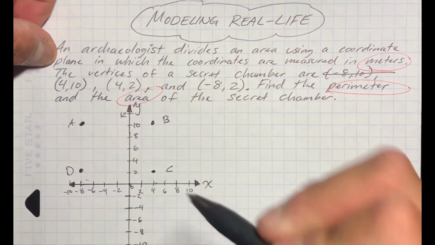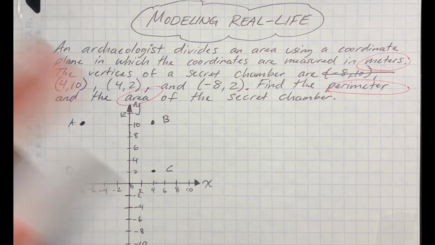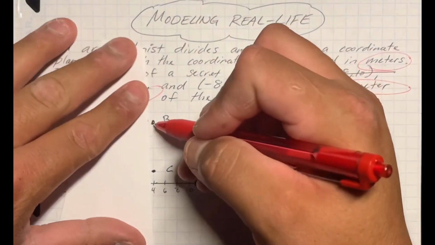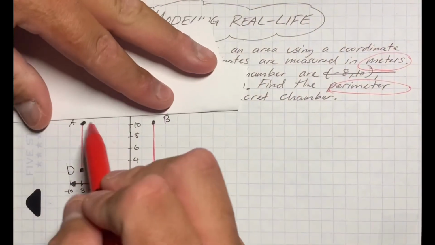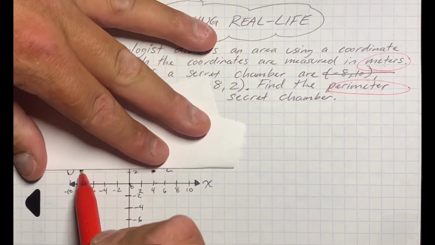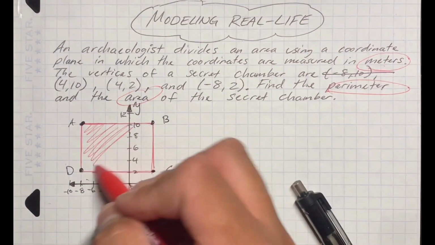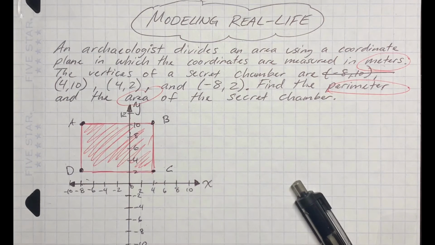Call that point D. All right, so now we found that secret chamber. Now we're going to go ahead and connect these with line segments. Point B to C, point A to B, point D to C. And there, my friends, you have this polygon. This polygon is also a quadrilateral. It is the shape of a rectangle.